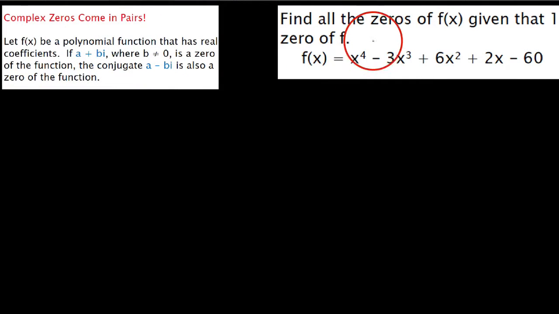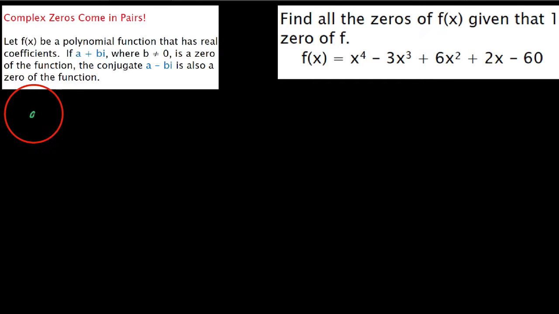Okay, YouTube, in this video we're going to continue exploring how to find zeros of very complex polynomial expressions, but what we want to do is bring up a very important fact about complex zeros, and that's that they come in pairs. That is to say that if f of x is a polynomial function that has real coefficients, then if a plus bi is a zero, the conjugate a minus bi must also be a zero.